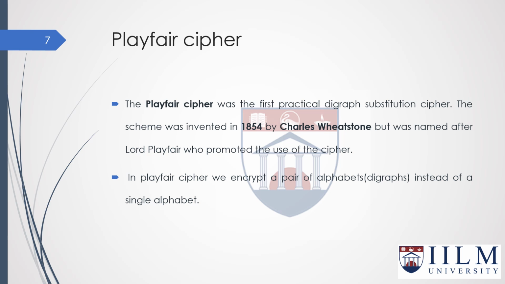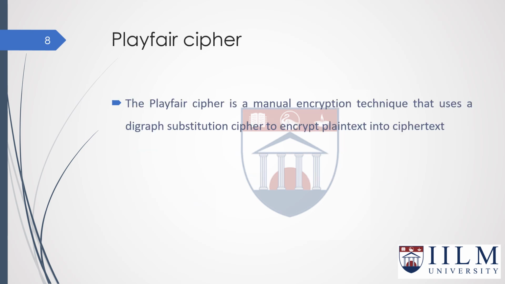Okay, so moving to the next example. The Playfair cipher is a manual encryption technique that uses a digraph substitution cipher to encrypt plain text to ciphertext. Yes, you can make it automatic by writing a program, but there is a charm when we are doing it manually. There are tricks that we are able to know.